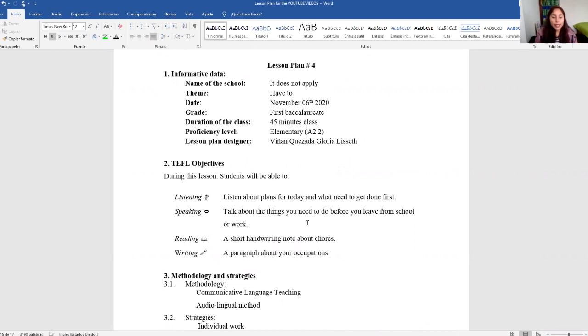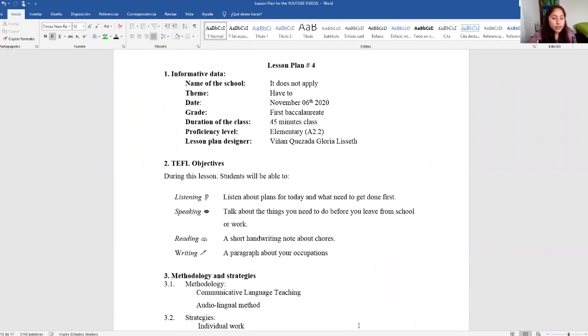So I'm going to start with objectives. During this lesson, students will be able to listen about plans for today and what needs to get done first, talk about the things you need to do before you leave from school or work, and write a short handwritten note about chores and a paragraph about your occupations.